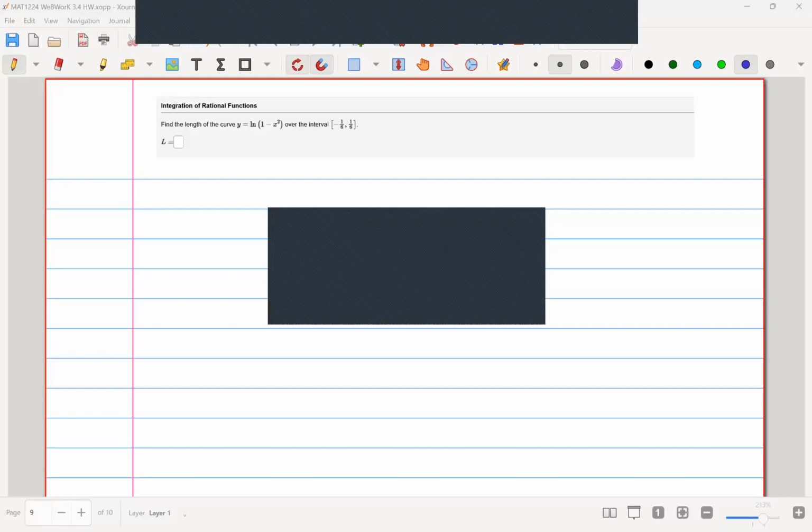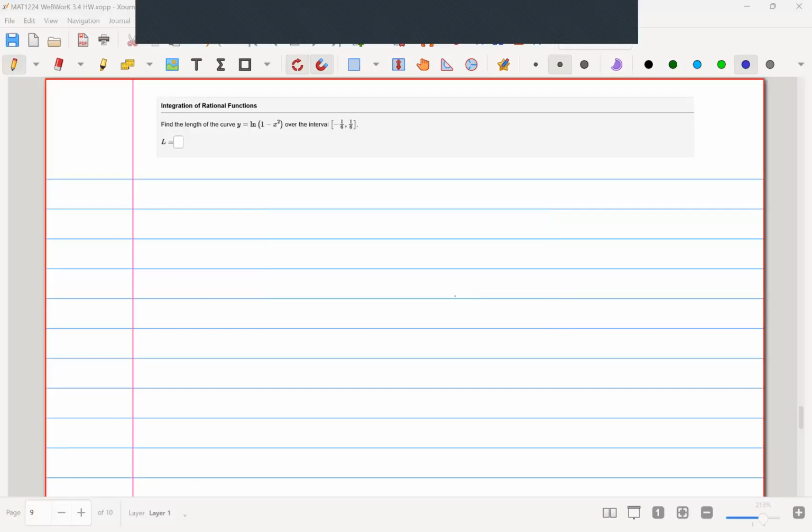All right, welcome back. This is question 9 of our partial fraction decomposition homework 3.4. We just want to find the length of the curve y = ln(1 - x squared) over the interval -1/6 to 1/6. So first we're just going to rewrite our y. It's ln of 1 minus x squared, and we need to take the derivative of that.